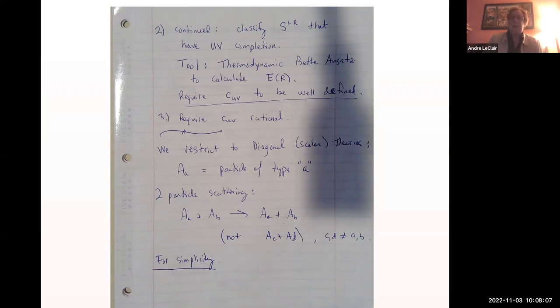And given a proposed set of S-matrices, we're going to require that the thermodynamic Bethe ansatz has a well-defined ultraviolet limit, which is not at all guaranteed. The TBA equations are complicated integral equations, and for an arbitrary choice of S-matrix, you're not guaranteed that there's an ultraviolet limit. Now, the other requirement we're going to put on, which my mind is not totally made up on, is that the ultraviolet central charge be rational.